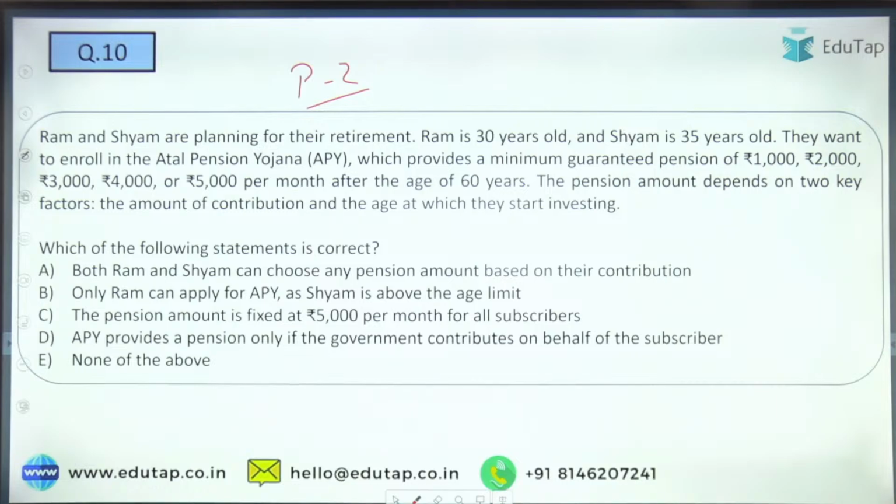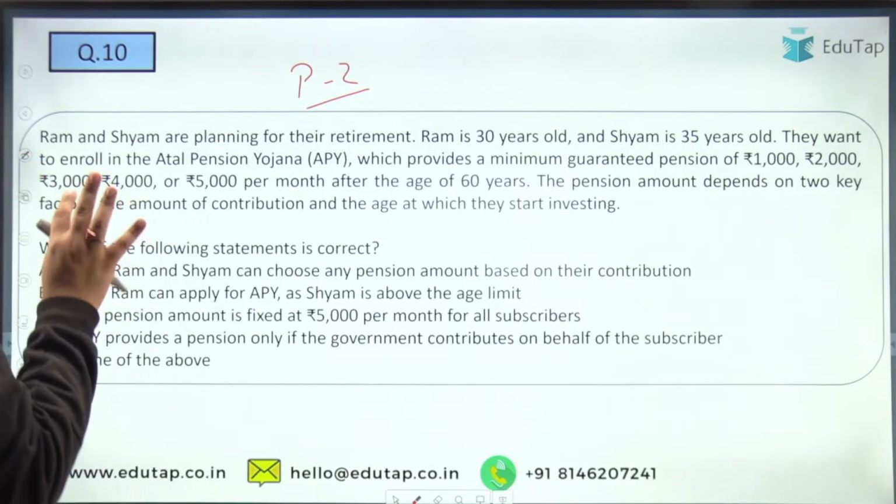Both Ram and Sham can choose any pension based on their contributions. Only Ram can apply for APY and Sham is above the age limit. The pension amount is fixed at 5,000. APY provides pension only if the government contributes half of the subscriber's amount. Tell me, what will be the correct answer?